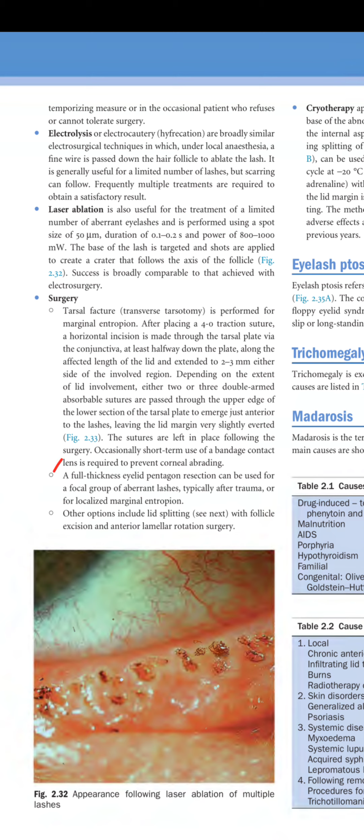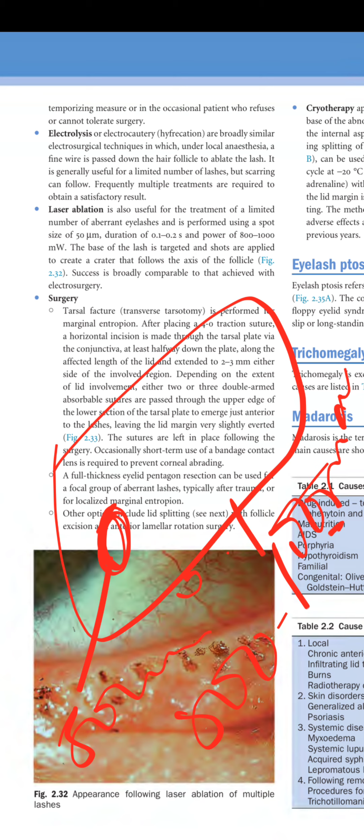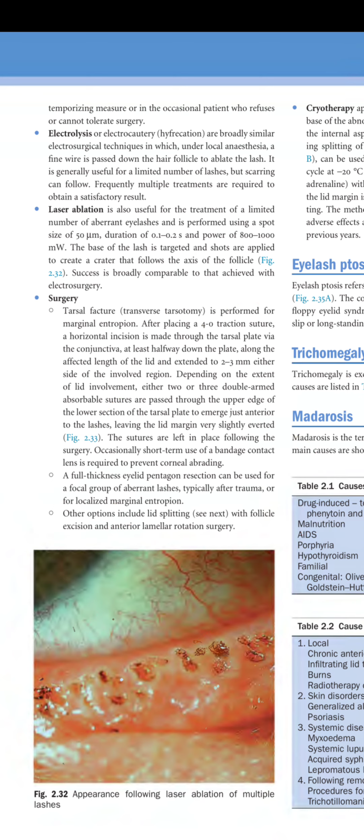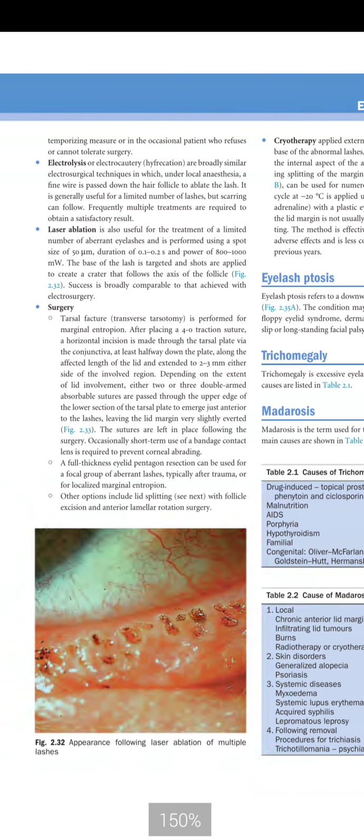So in case of the laser, what you do is you select the settings. The settings are usually a laser size of 50 micrometer, and you use a power of 800 to 1000 microwatt, and you apply it for 1 to 2 seconds at the base of the lashes, and you ablate those lash follicles. So you can see figure 2.32. It is showing the appearance following laser ablation of multiple lashes.